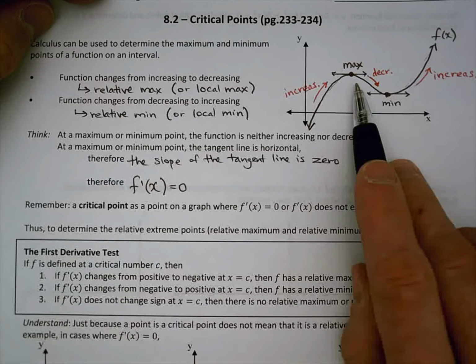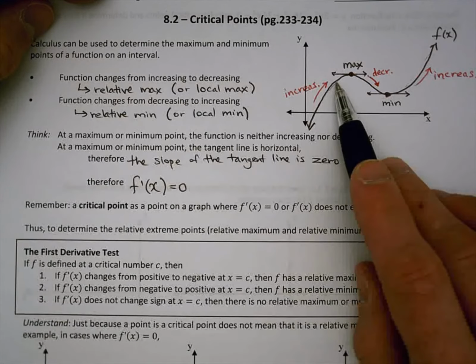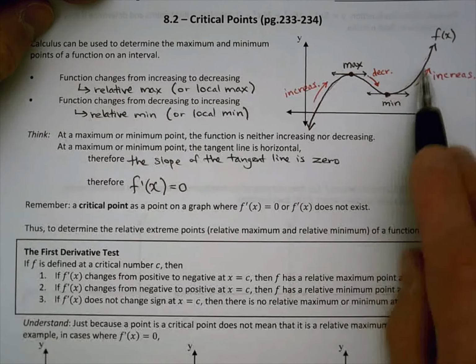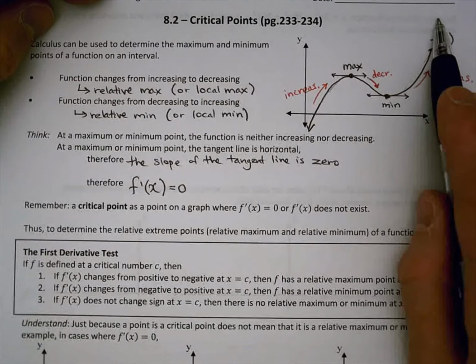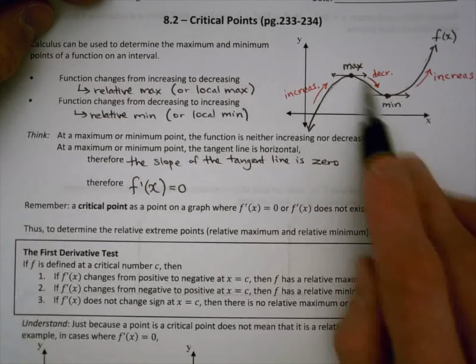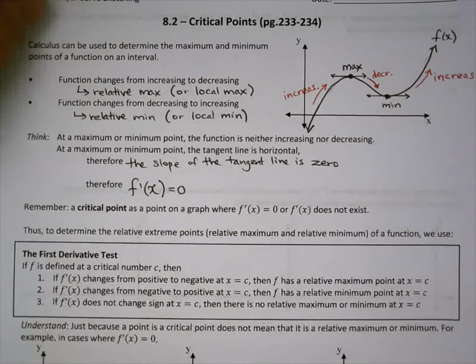We'll learn in our next chapter about the absolute max. That's the highest point that the function obtains over the entire interval. For this function, it might go on, and the absolute max might actually be somewhere way up here. But for now, we're just talking about the local humps and bumps, or valleys or peaks and troughs, or whatever you want to call it.